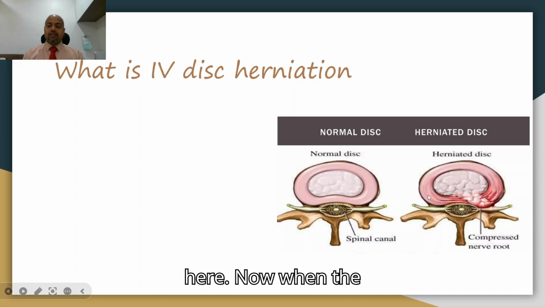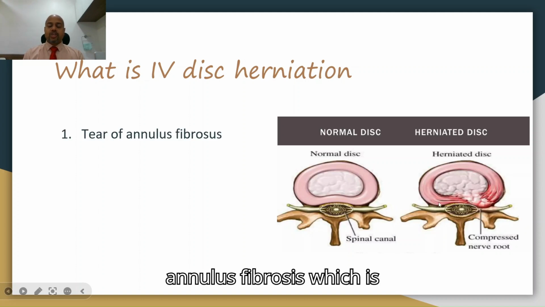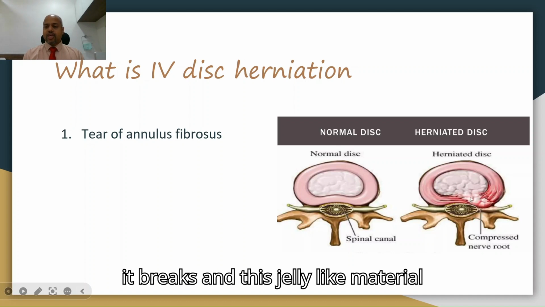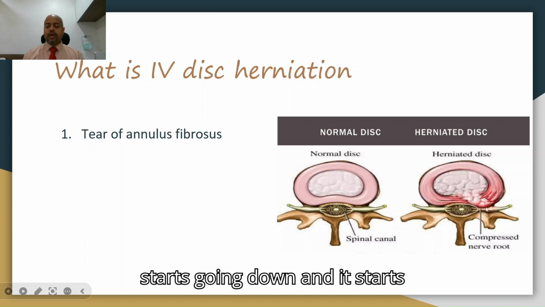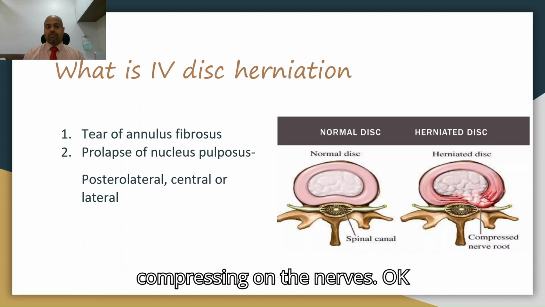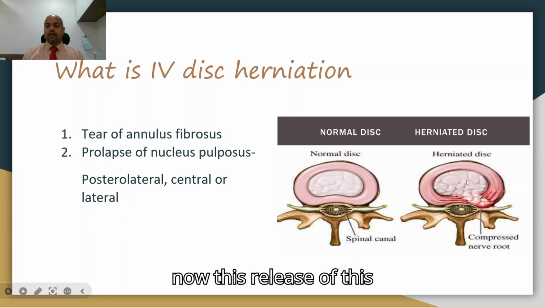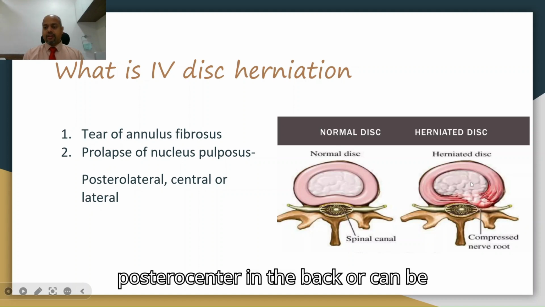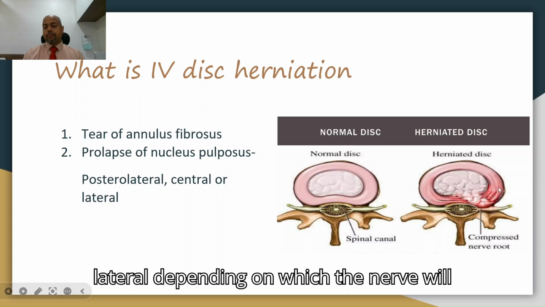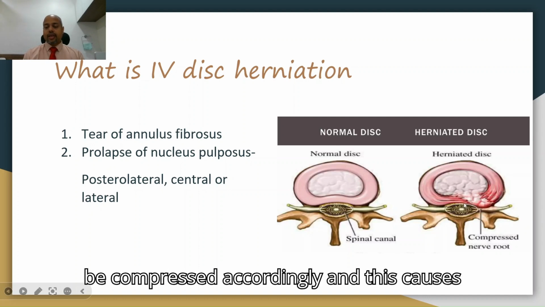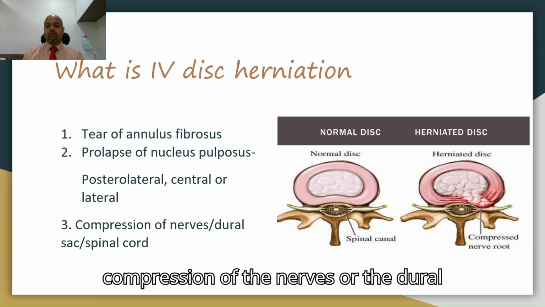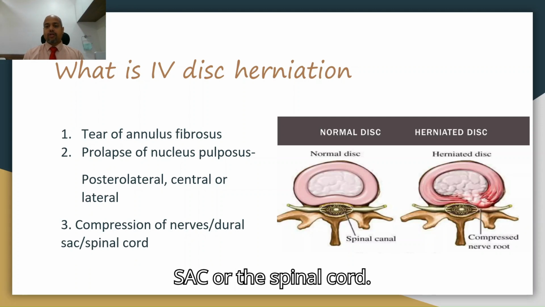Now, when the annulus fibrosus, this fibrous part, breaks or cuts open, this jelly-like material starts going down and it starts compressing the nerves. Now this release of the nucleus pulposus can be central, posterior central in the back, or can be lateral, depending on which the nerve will be compressed accordingly, and this causes compression of the nerves or the dural sac or the spinal cord.